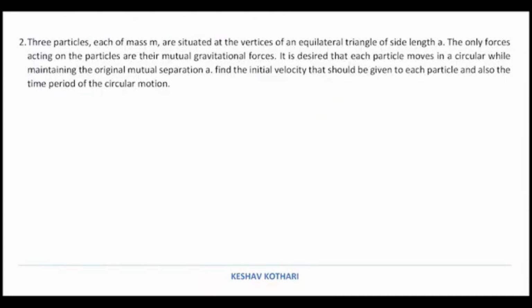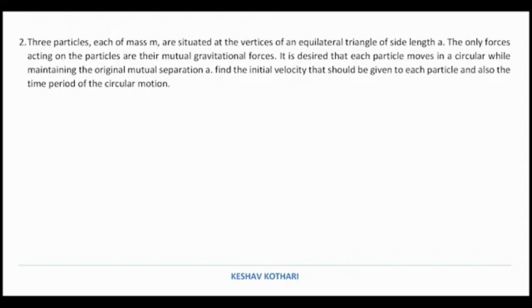Three particles each of mass m are situated at the vertices of an equilateral triangle of side length a. The only forces acting on the particles are their mutual gravitational forces. It is desired that each particle moves in a circular path while maintaining the original mutual separation a. Find the initial velocity that should be given to each particle and also the time period of circular motion.